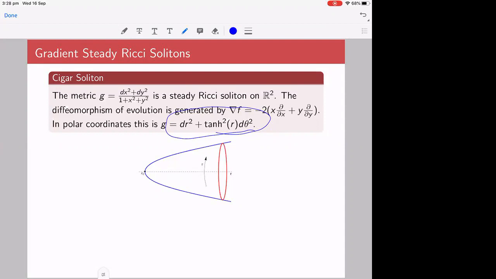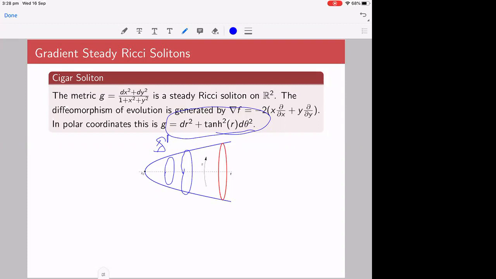And the reason for that, to explain why it was so easy to construct this particular soliton, notice again that the fibers in here are all copies of S1. And S1 has no intrinsic curvature. So from that perspective, constructing this simplifies a lot.